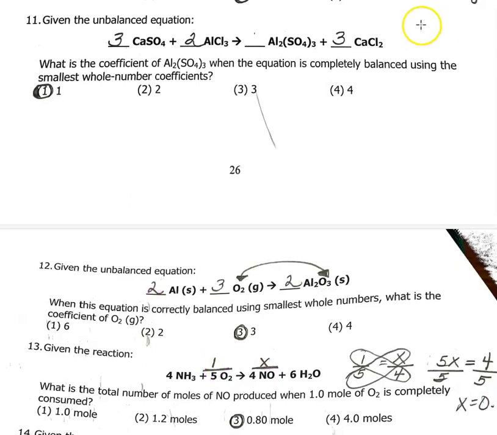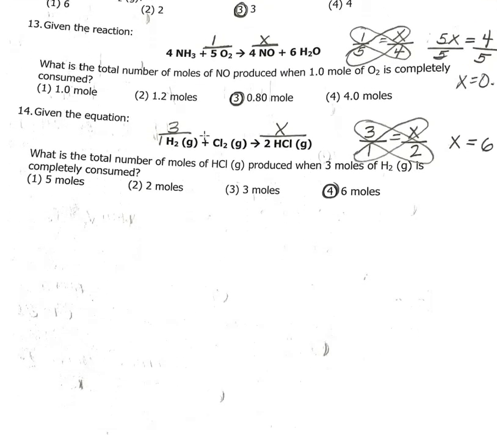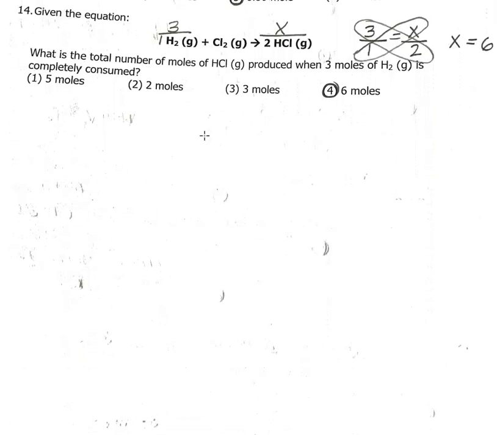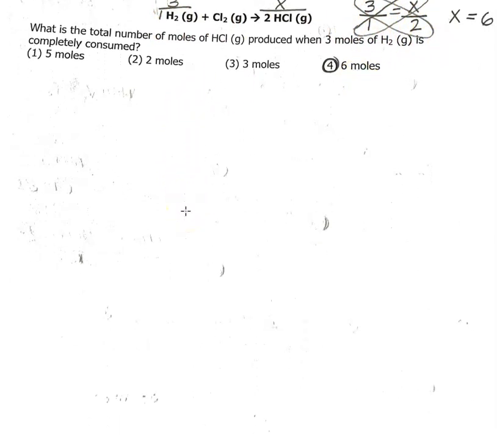Okay. Moving on. 14. What's the total number of moles of HCl? So I put an X over HCl when 3 moles of H2 is produced. Again, all I did was set up a proportion. 3 over 1, because there's an unspoken 1 in front of the H2, equals X over 2. Cross multiply and divide, and X equals 6.